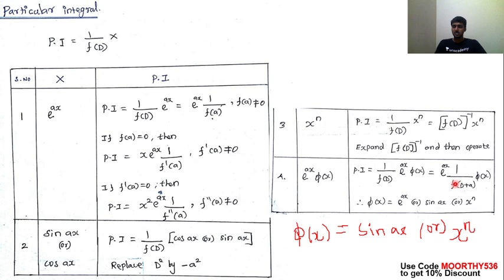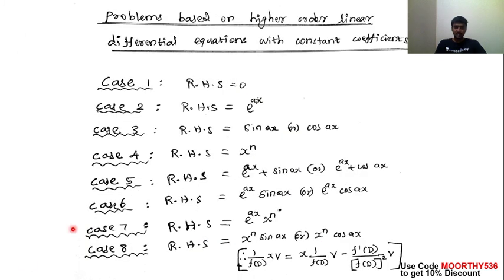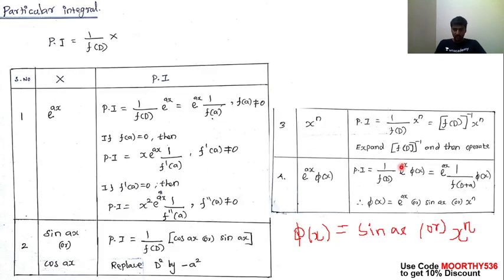So it's a procedure. What we are doing as per case 6 and 7: if you are having e power ax into sin ax or e power ax into cos ax category, or e power ax into phi of x, we have to take this e power ax front side, and in the denominator, in the f of D function, we are replacing the letter D by D plus a.